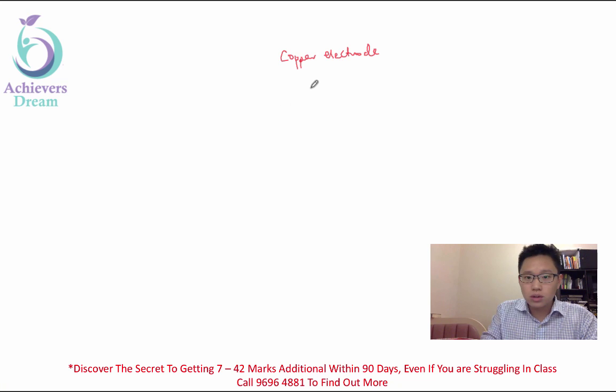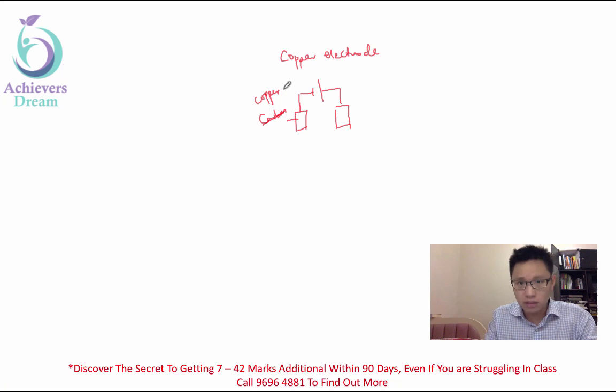Okay, so for example, just now we were talking about carbon electrode, but right now we're talking about copper electrode. What's the difference? This is not carbon anymore. We're going to change it to copper. So what happens right now is, copper being an unreactive metal, it is a reactive electrode because it is easier to get discharged.